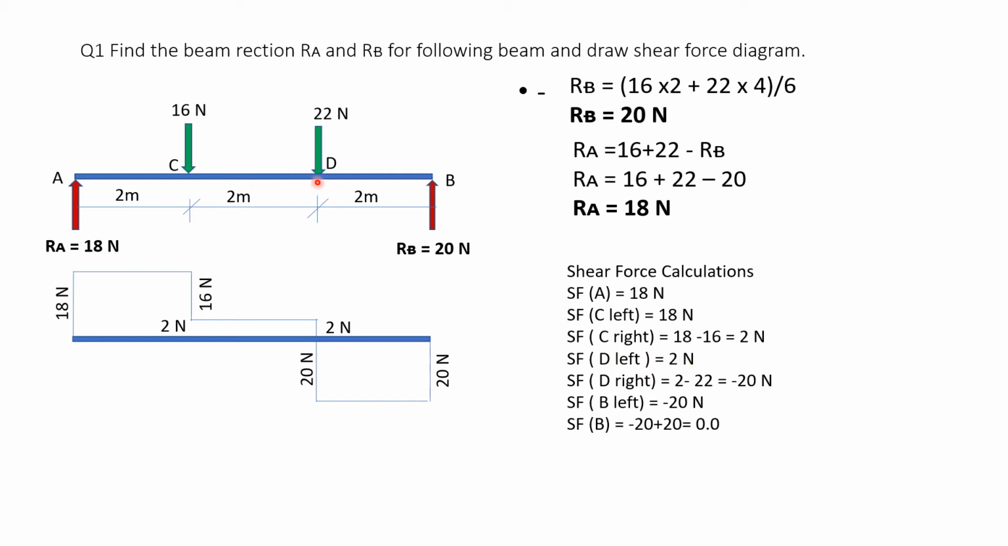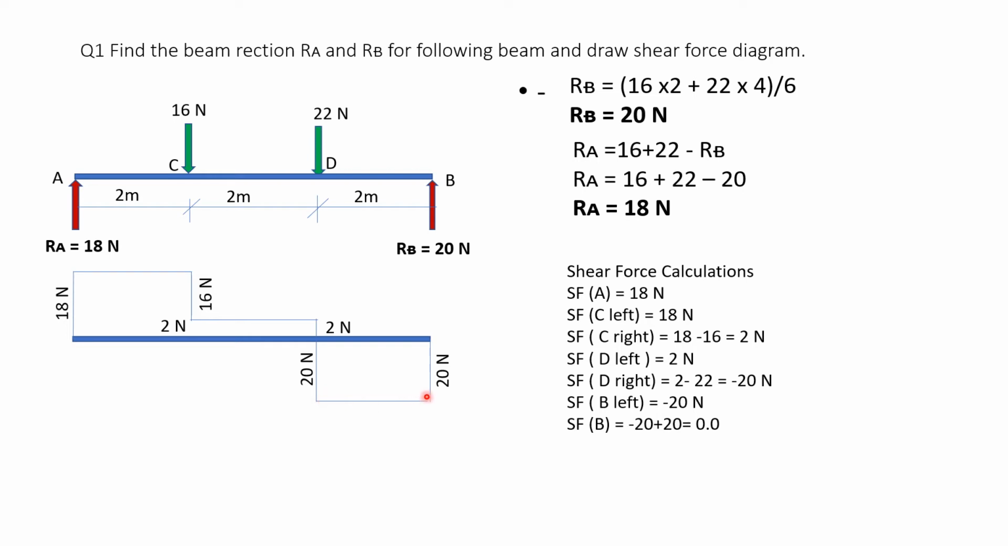If I come to the little right of D, this 22 gets added. So shear force D right is 2 minus 22. Now 22 going down, so it will be taken as minus: 2 minus 22, that is minus 20 Newtons. So if I cross this point D and come a little right of D, then here it becomes minus 20.